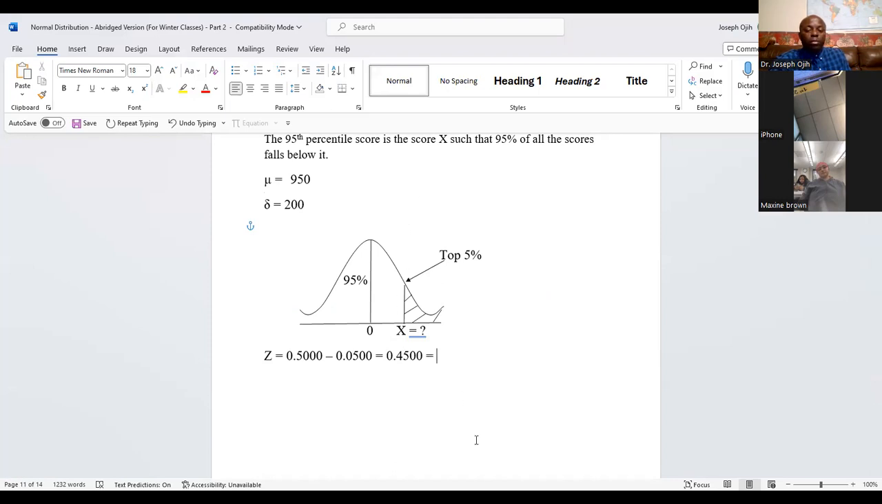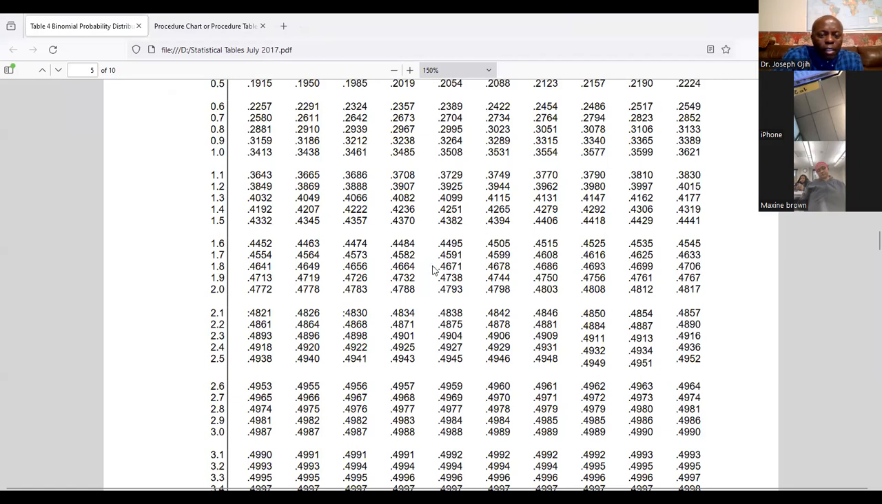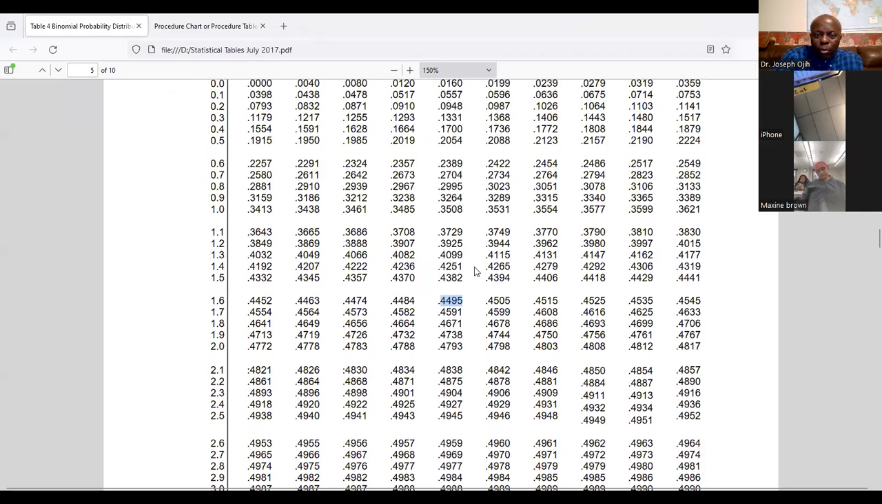Now, we can look at this on the normal distribution table for 0.45. Inside the table, I see 0.4495, which is 5 points away. Then I also saw 0.4505, which is also 5 points away. Now, when you find two numbers that are equally close, this one is 5 points away, and this one is also 5 points away from 0.4500.